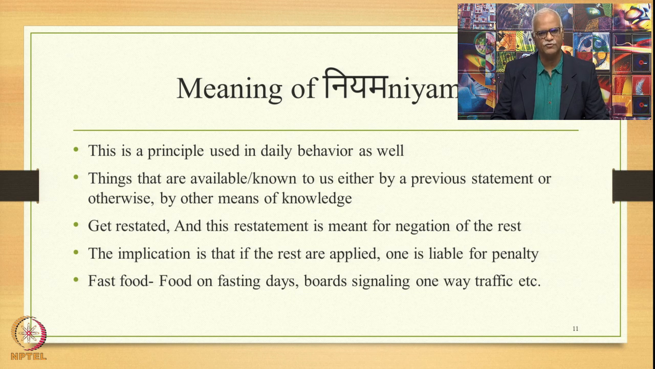Having said that, if you find a board which indicates that you can go from this side, this becomes a restatement. And what this means is that you can only go from one direction, you cannot come from the other direction. If you try to come from the other direction, your action will be considered a breach of the traffic law and you will be liable for penalty. So this elimination, this negation does have a real impact in daily life, daily behavior. Something similar happens in the Vyakarana Shastra as well.